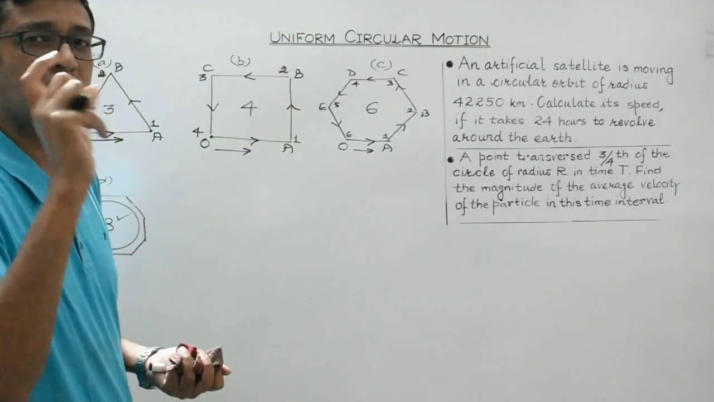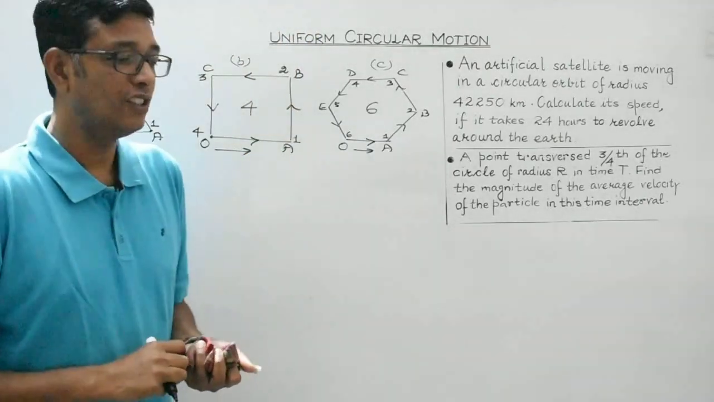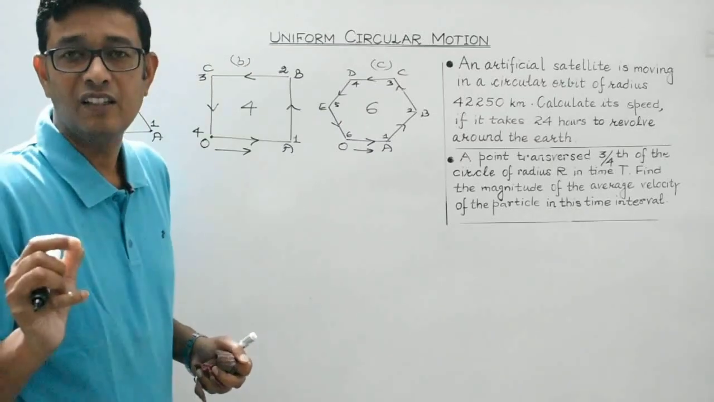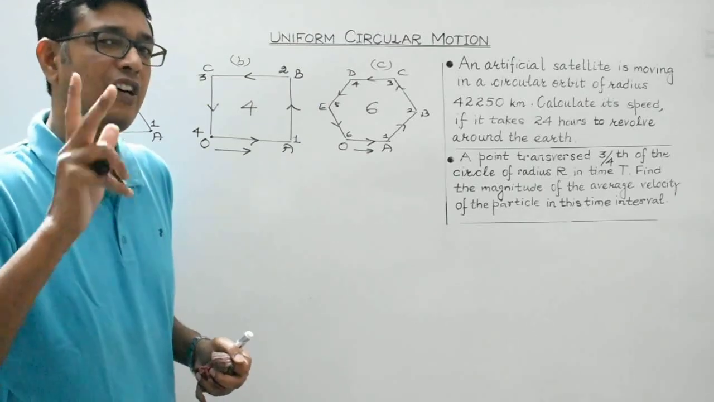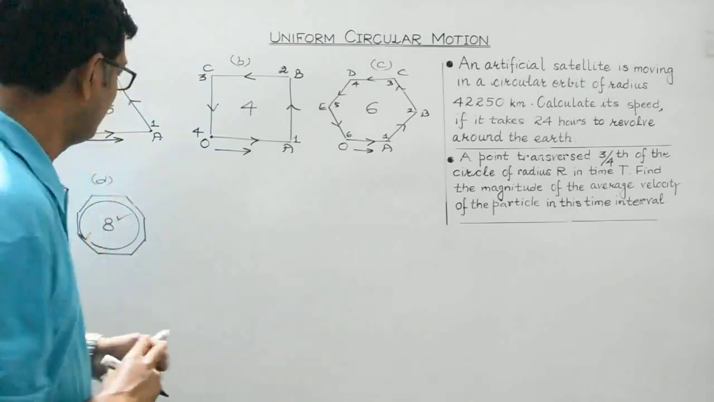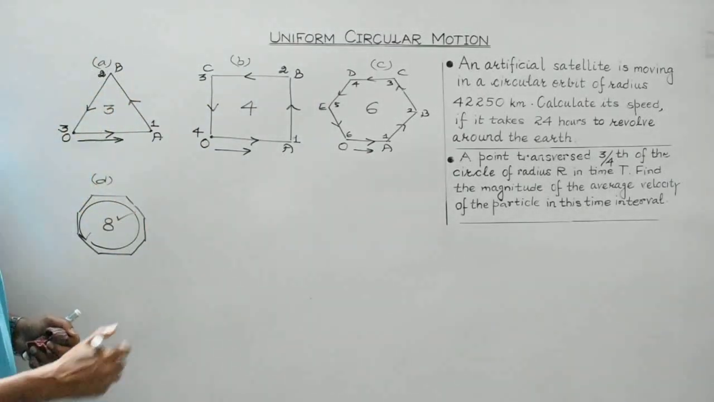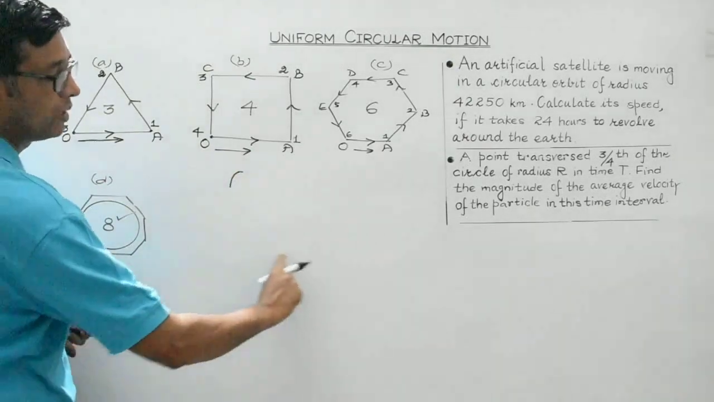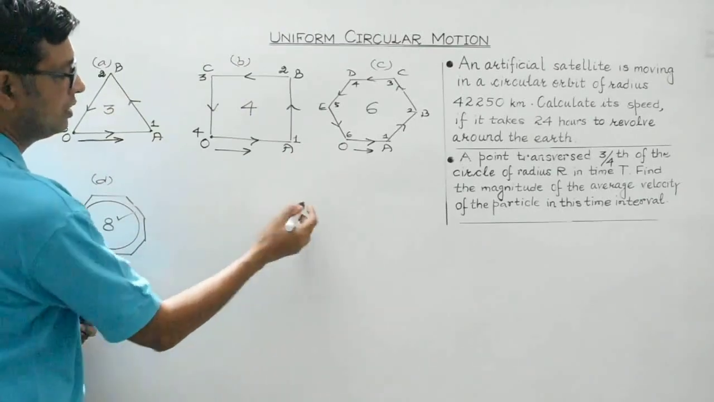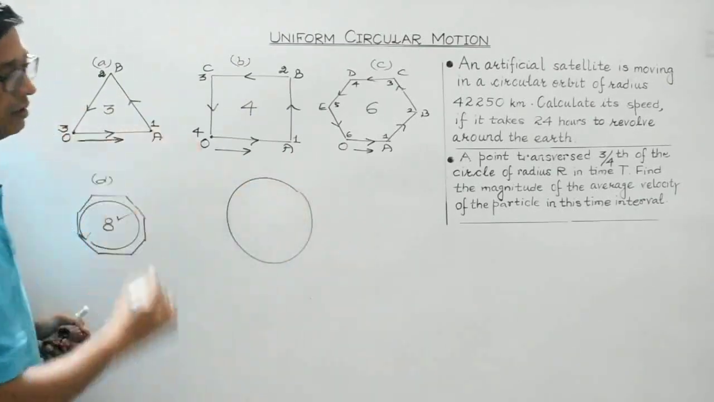So how do you consider a circle? Circle, students, mathematically may be defined as a polygon having infinite sides. Now if you keep on increasing the sides, like this, if you keep on increasing the sides, it will become curved. So actually it will become a circular path.